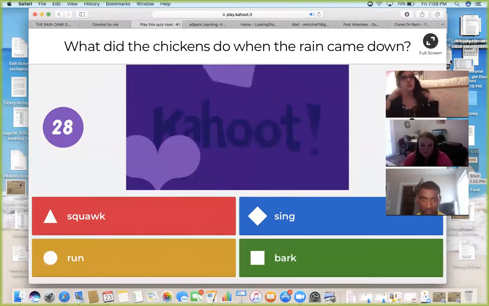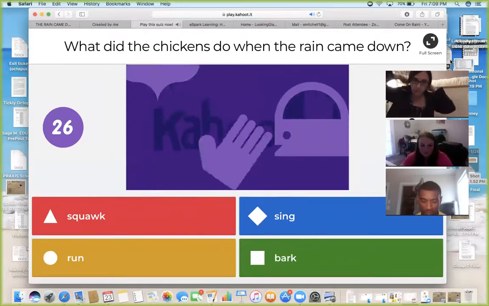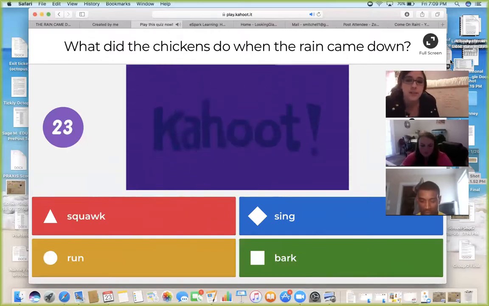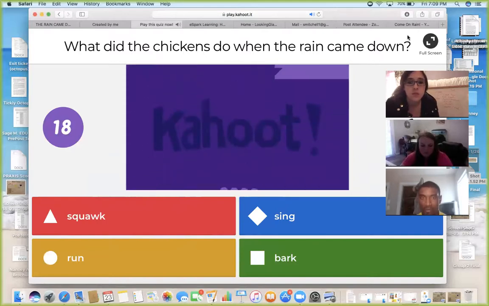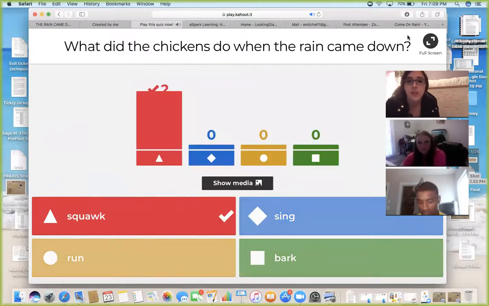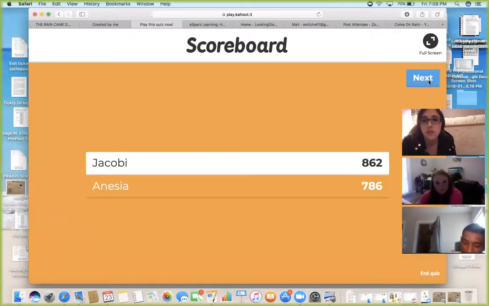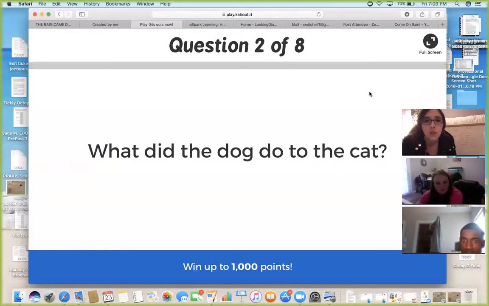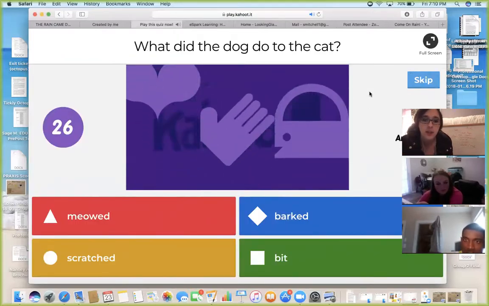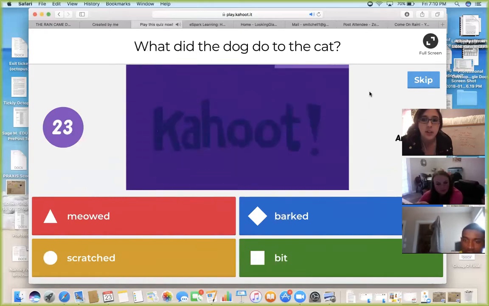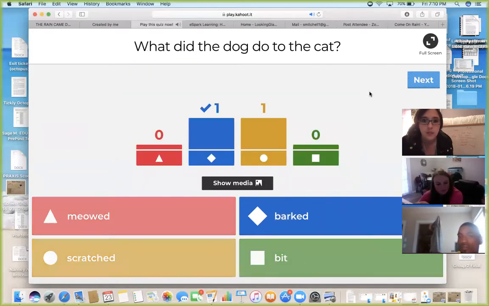What did the chickens do when the rain came down? Squawk, run, sing, or bark? Yeah, good job. What did the dog do to the cat? This is in the beginning of the story. Did the dog meow? Did it scratch? Did it bark or bite? Bark, yeah.